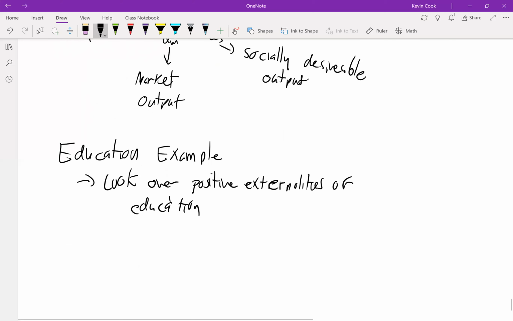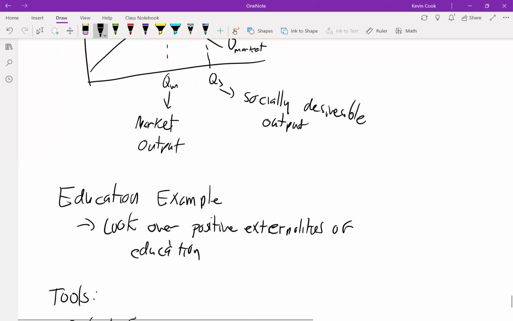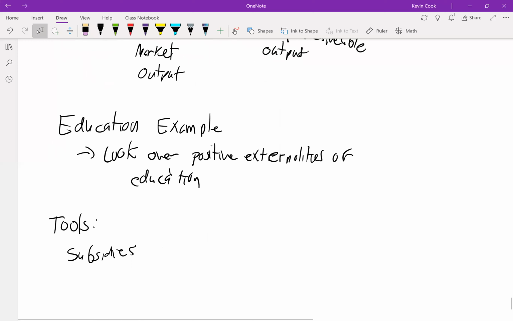So, with positive externalities, the tools are subsidies. Again, you'll want to be able to do something like that graph. But subsidies will make the good more affordable and help us get to that socially desirable output, which is again where we want to be.